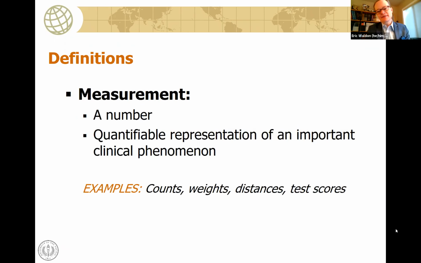The next term is measurement. Measurement is a number, or it's a quantifiable representation of an important clinical phenomenon. I think it's important to note that not all assessment involves measurement. What are some examples of measurement that we might use in assessment? We might use counts, so counting the number of behaviors or responses that we see. We might use weights, distances, or test scores. So not all assessment is measurement, and it's important to realize that measurement is a quantifiable expression.